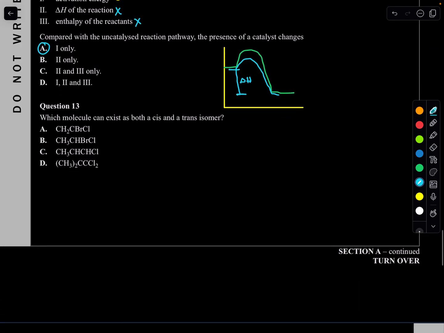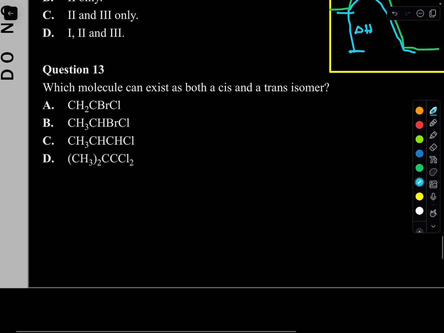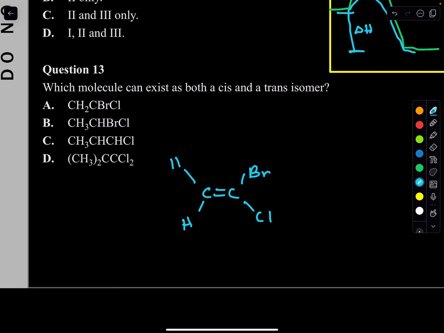Yeah, so next question, 13. Which molecule can exist as both a cis and a trans isomer? Beautiful. Let's have a look. Let's draw them actually. So the first one is basically a C double bond C with bromine, chlorine, hydrogen, and a hydrogen. Now looking at this, it actually can't exist as both a cis and trans. It doesn't even exist in any of those forms.